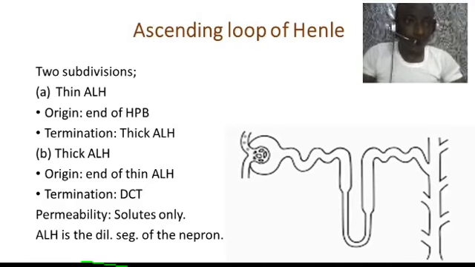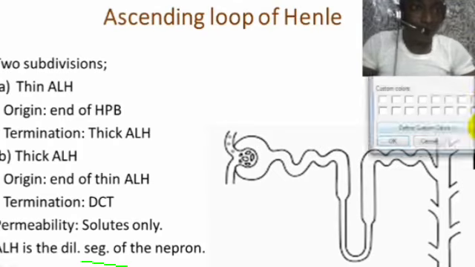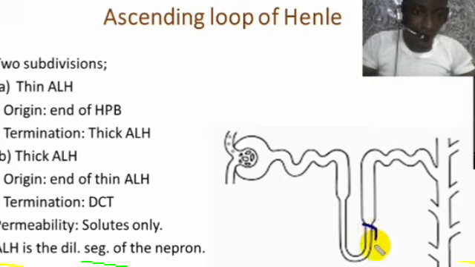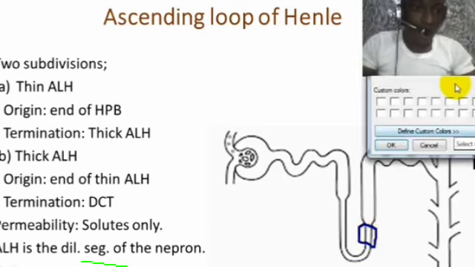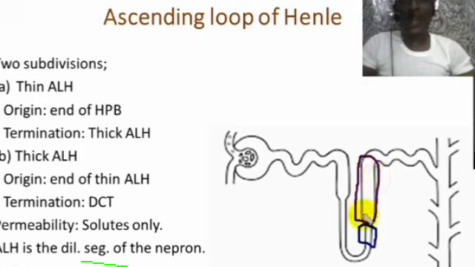Do I have to show you the location of the ascending loop of Henle? Alright, I heard someone say yes, sir. Okay, this is the thin ascending loop of Henle, and the thick ascending loop of Henle is this other part, which occupies this other part of the nephron.